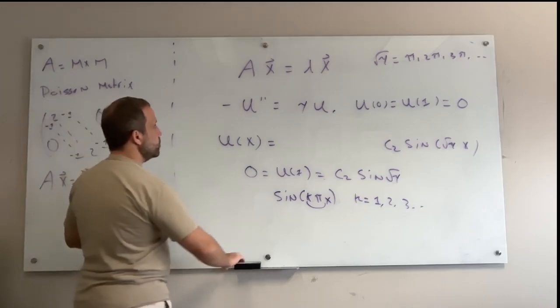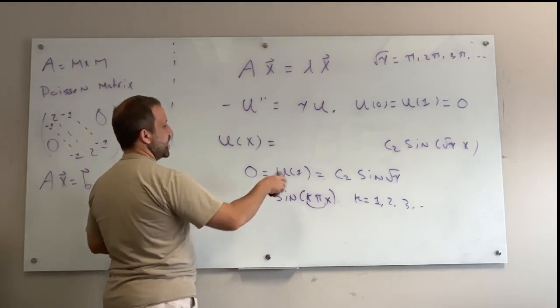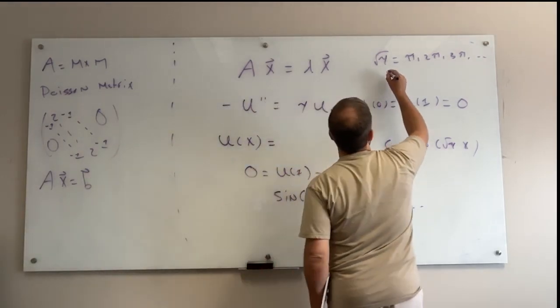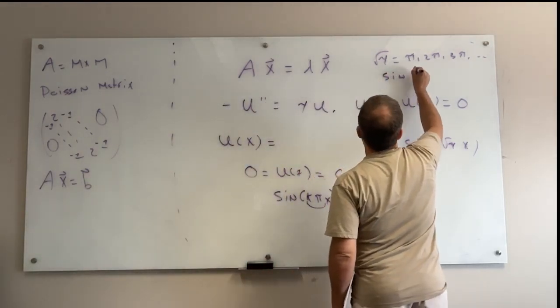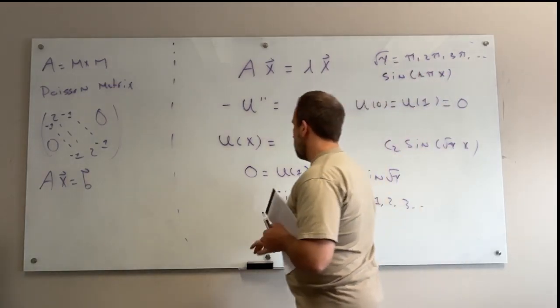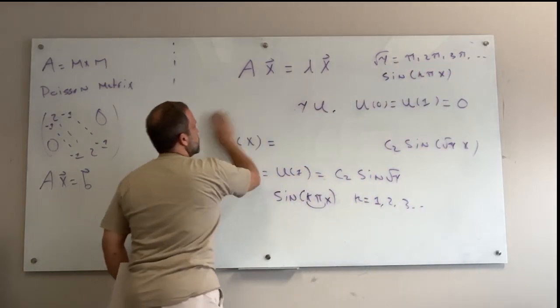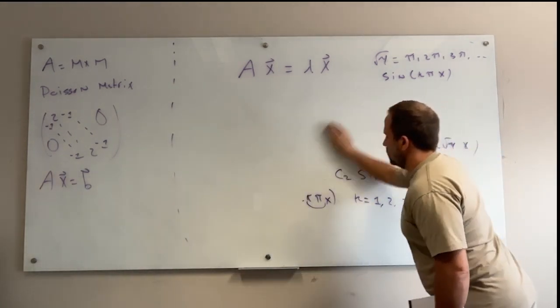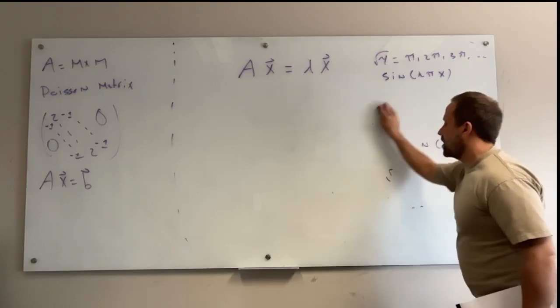So what we're going to do is, how does that translate to the discrete case? So let me just write up here, sine of k pi x. So all we're doing now is I'm motivating. In the homework, I say show that certain things are eigenvectors, and this is the motivation for where that guess came from.